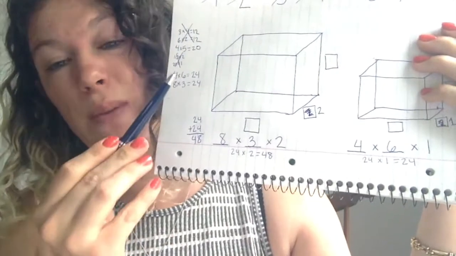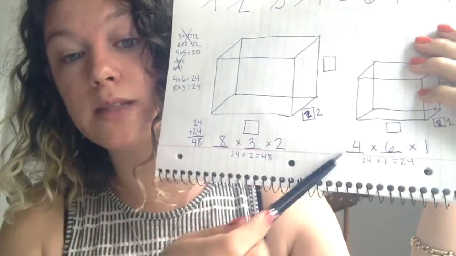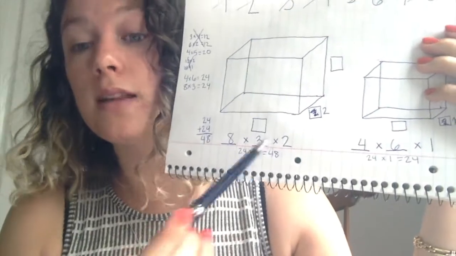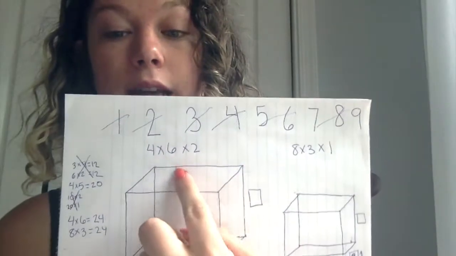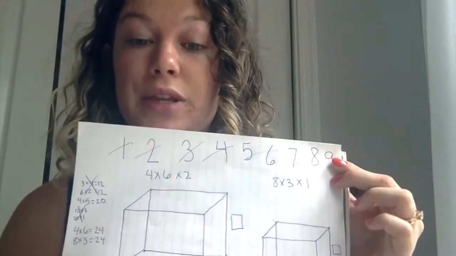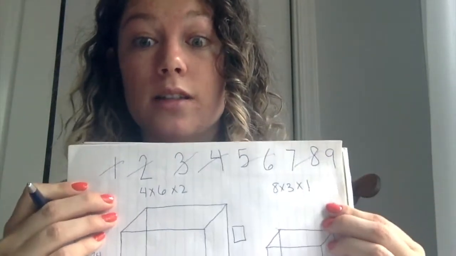But remember I said, do you think it matters if we put 4 times 6 here or here? Let's find out if it changes our answer, okay? So I'm going to do it above my picture. So on the bigger rectangle, instead of 8 times 3, I'm going to put 4 times 6 times 2. And on my smaller rectangle, instead of 4 times 6, I'm going to put 8 times 3 times 1. And we're going to go ahead and solve that again. So we're making a hypothesis. Do you think that this will change our answer? We're going to find out.